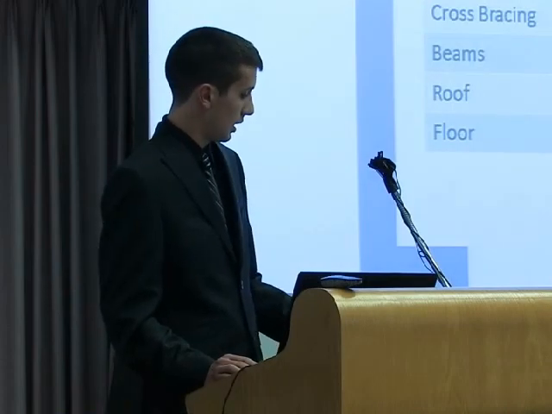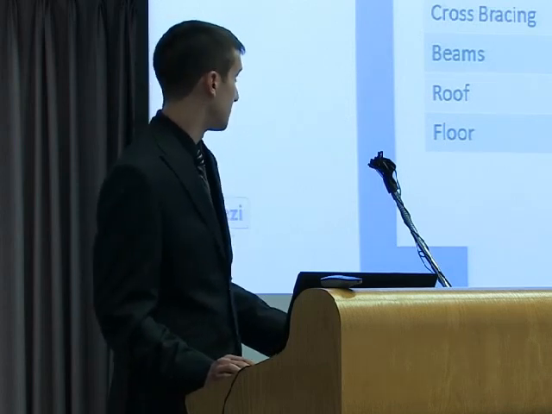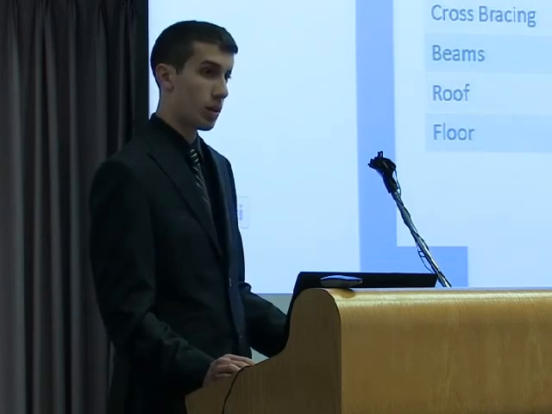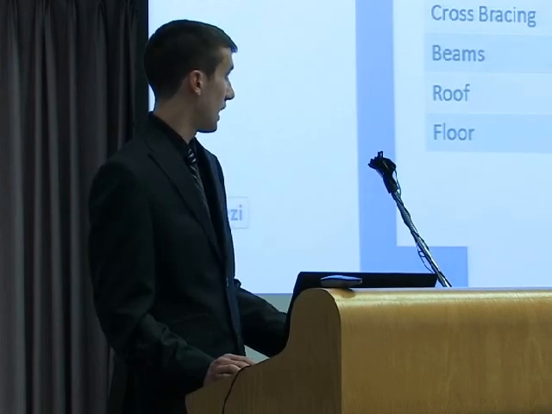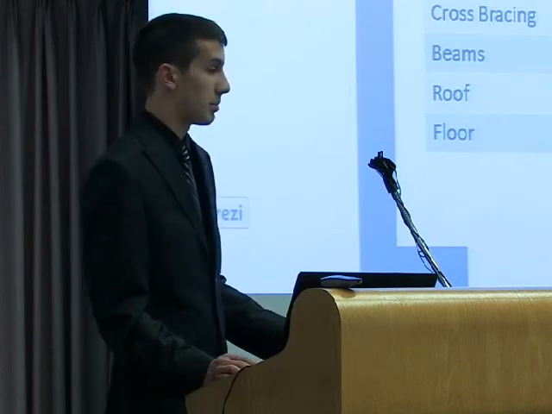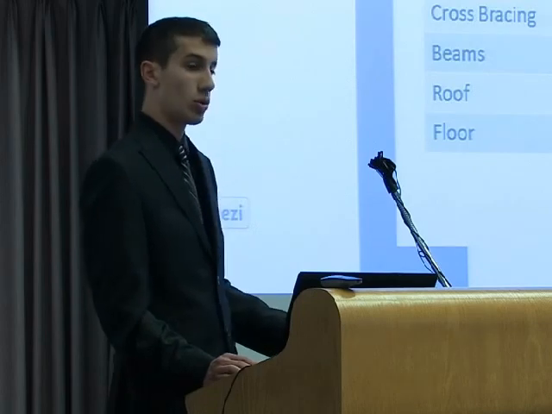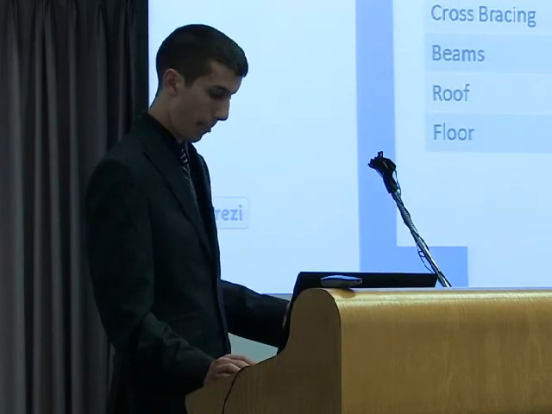Our final member design: all the columns were W10x77s. The cross bracing were double L8x6x7/16 inch thickness, and the beams were all W10x49s. We had our steel house truss roof design, and the floor was a concrete slab on grade.